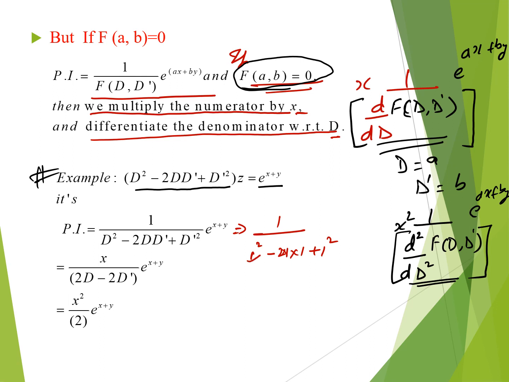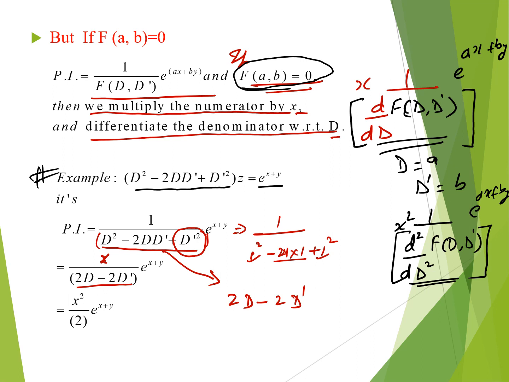So it will be 1 plus 1, 2, and minus 2; the denominator is 0 when we substitute the value over here. So we differentiate the denominator term with respect to capital D and multiply with x. This portion is differentiated with respect to D. We get 2D minus 2D D dash, and the differentiation of D dash square is 0. So we get 2D minus 2D D dash. Again substituting the value, we find that it is equal to 0.